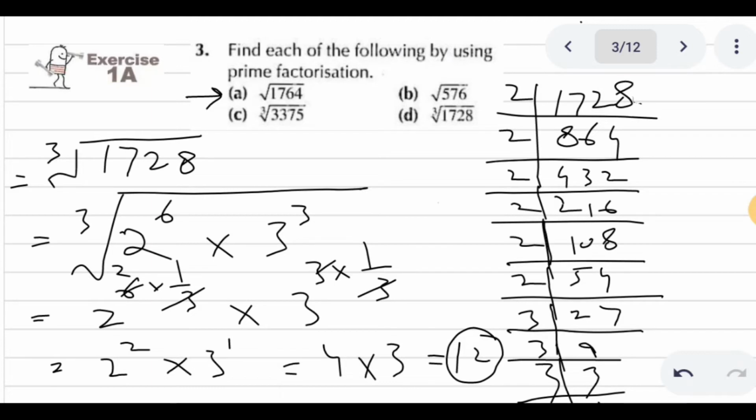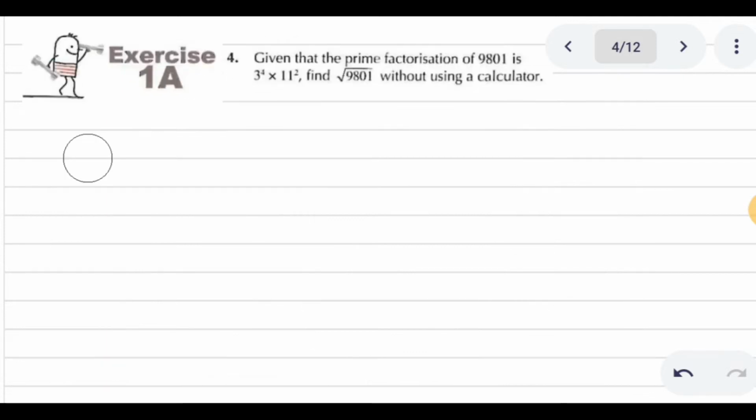So this is how you can find the solution of a square root or a cube root question using prime factorization. I hope you have understood this concept. Now we are going to solve question number 4 of exercise 1A from the book D1. In this question, they are saying that given that the prime factorization of 9801 is 3 to the power 4 into 11 to the power 2, find the square root of 9801 without using a calculator.